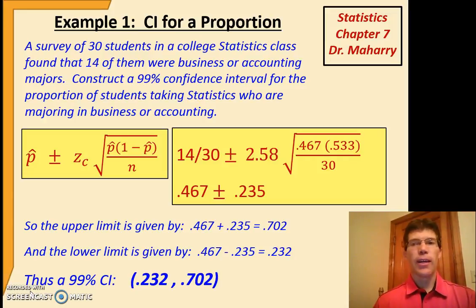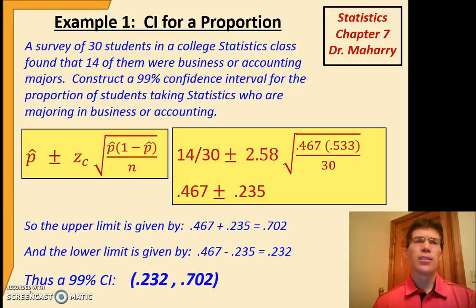Now if you think about that, this is a very wide confidence interval. It really doesn't tell us a whole lot of information. I mean, we're 99% sure that the proportion is somewhere between 23 and 70%. That's a very wide range. It's not very precise, and therefore it's really hard to draw any definite conclusions from this.